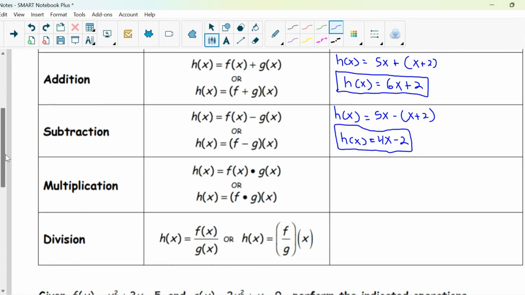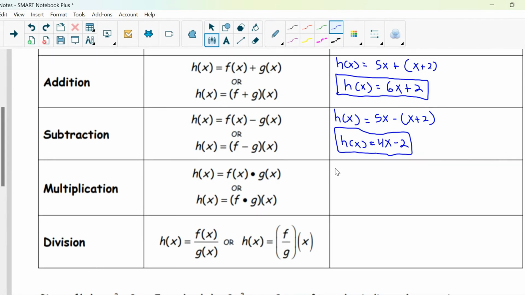Next, we have multiplication. So we are going to create h of x, which equals f of x, which is 5x, times g of x, which is x plus 2. So in this case, we're going to distribute. We have h of x equals 5x times x, which is 5x squared, then 5x times 2, which gives me 10x.